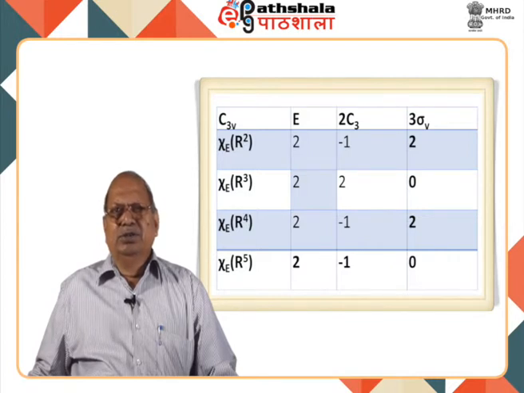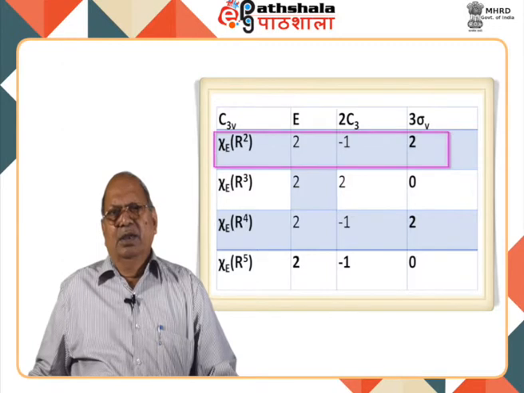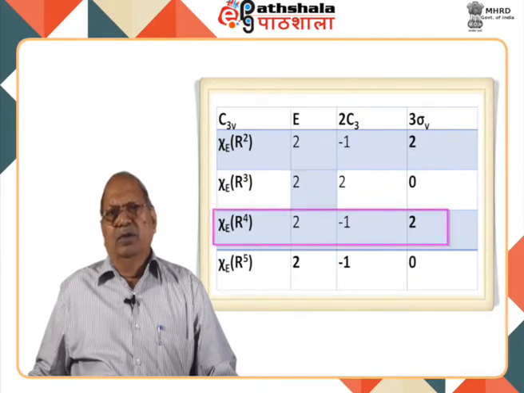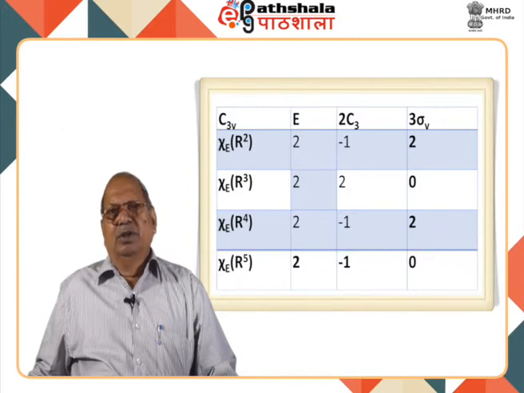That is the result for the C3V point group, for the operations E, 2C3 and 3 sigma V. Chi E R square is 2, minus 1, 2; chi E R cube is 2, 2, 0; chi E R4 is 2, minus 1, 2; chi E R5 is 2, minus 1, 0. That is, by using this table I can go up to overtone up to 4.